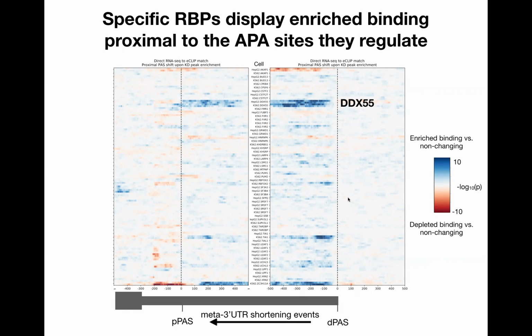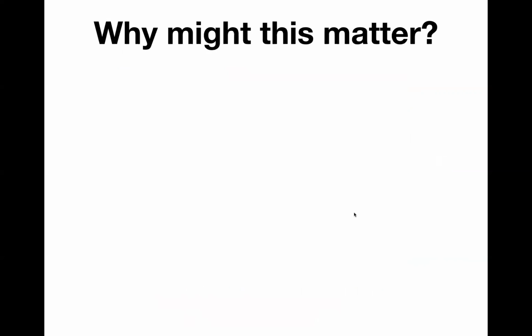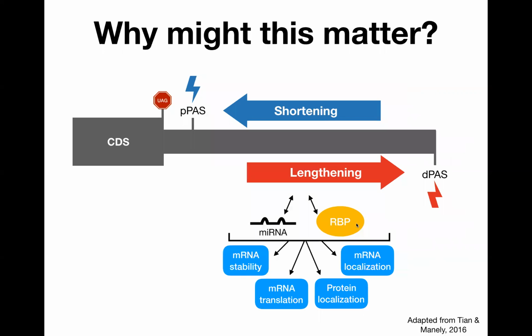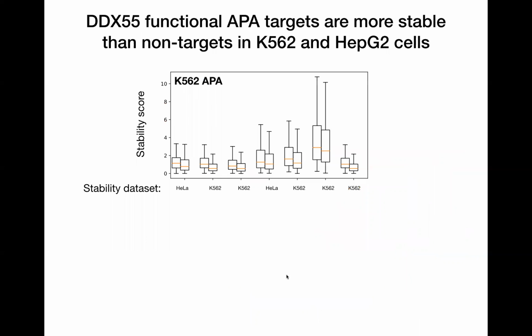DDX55 looks very interesting for us to follow up. So just a little bit of a flavor of the other follow-up work we're doing. What are the consequences of this potential regulation? Remember, I told you that lengthening or shortening of UTRs can influence these downstream RNA processing events, namely stability.